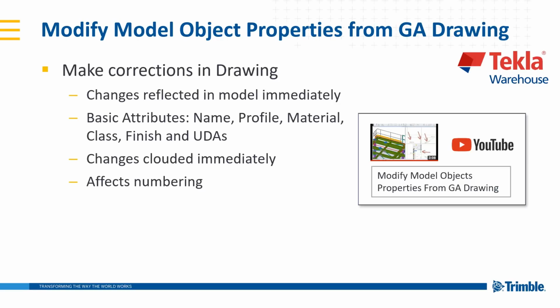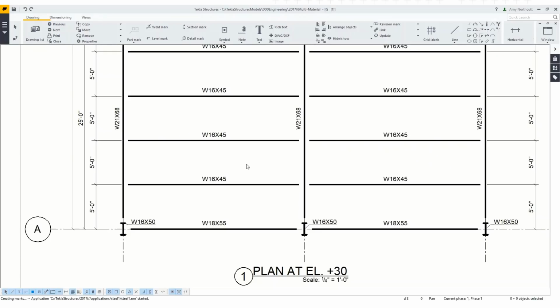This allows you to install the extension, and once you've done so, you'll utilize the contextual toolbar in the drawing view to edit the basic properties and UDAs of parts that are shown in your GA drawings. Changes will be clouded immediately, and it does affect numbering. For instance, if I'm looking at an erection plan and all of my beams have already been numbered, this would affect the numbering if I change, say, the part profile or any other attribute of a part that affects numbering.